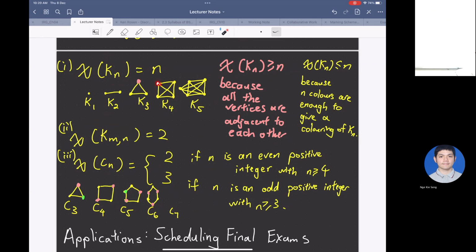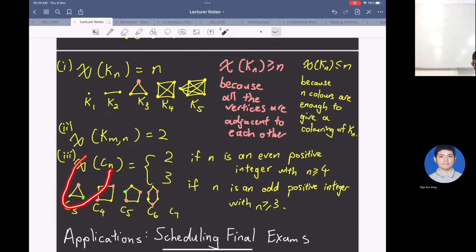Because every vertex is connected, every vertex has to be a different color from each other. You need to make sure all the vertices have different colors, and then you can show that n colors are enough to color it. And then how about the complete bipartite graph? The chromatic number is 2 by the theorem of bipartite graphs.